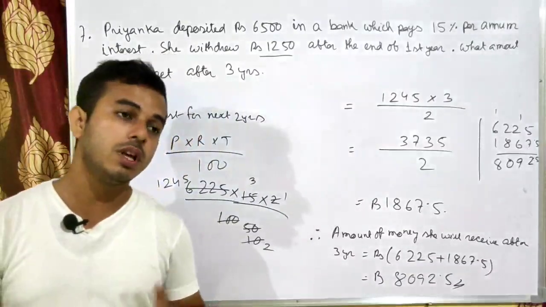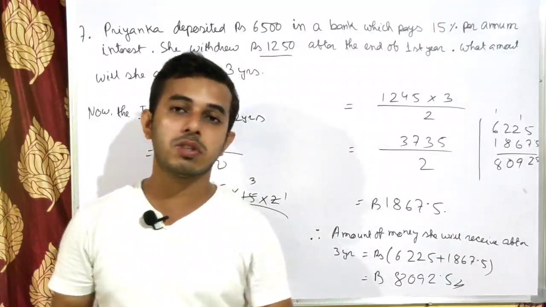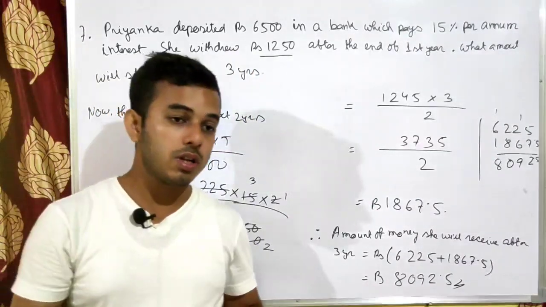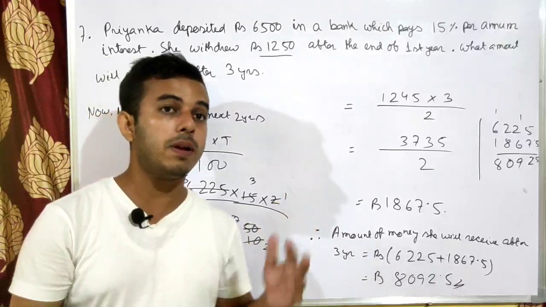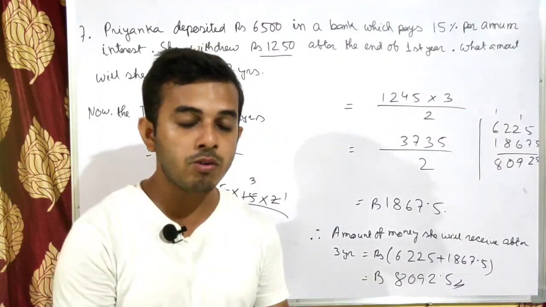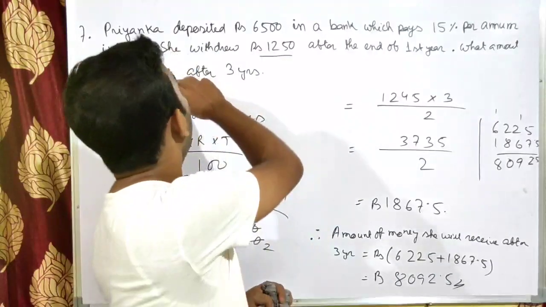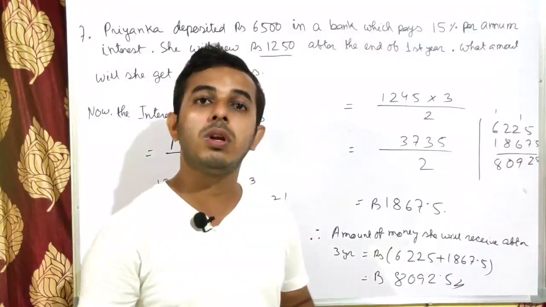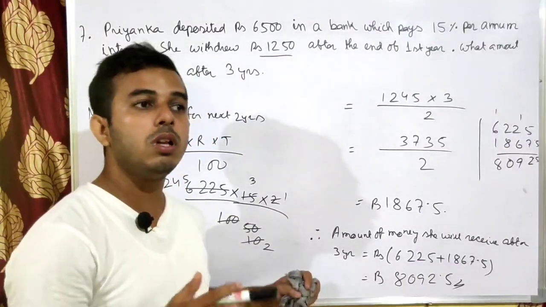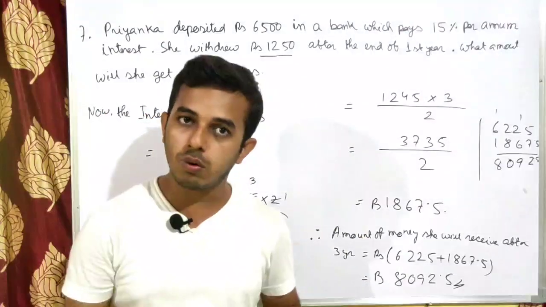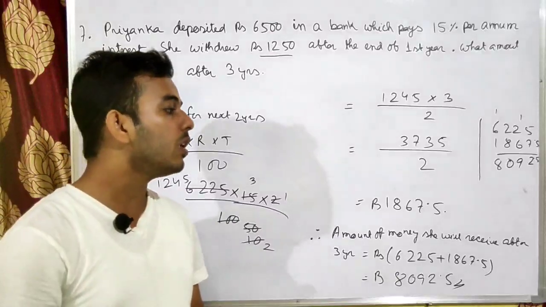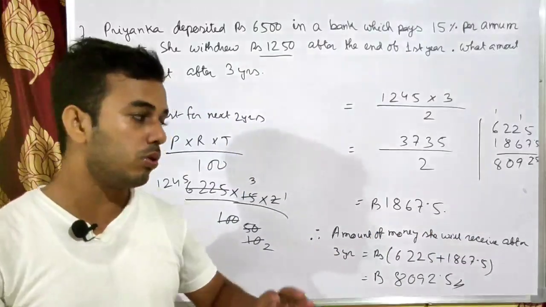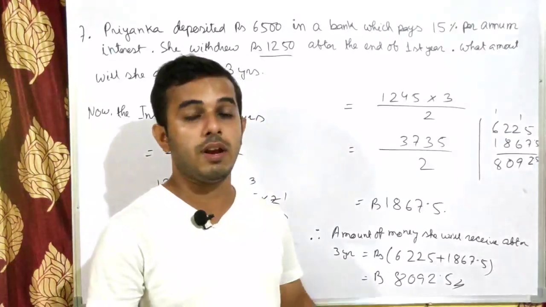What is the speciality in this question? Here it is given that after 1 year she had withdrawn some amount. So what we have done is first find the interest after 1 year. Then we added principal plus interest, so we found an amount. From this amount she withdrew another amount, that is 1250, so after withdrawing she had rupees 6225 left. Now the banker will give the interest for the next 2 years based on this 6225, not based on that. So the interest after 2 years is 1867.5, and she will get that amount after the end of 3 years.